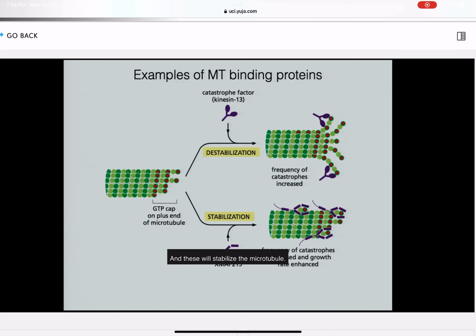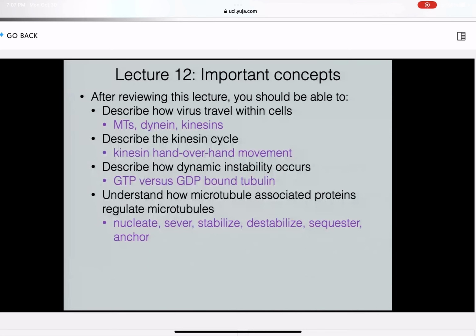Alternatively, you could have a stabilizer that specifically binds to that GTP-bound cap, or maybe even binds along the microtubule shaft, and these will stabilize the microtubule. Okay? And so again, a very similar process when it comes to actin.